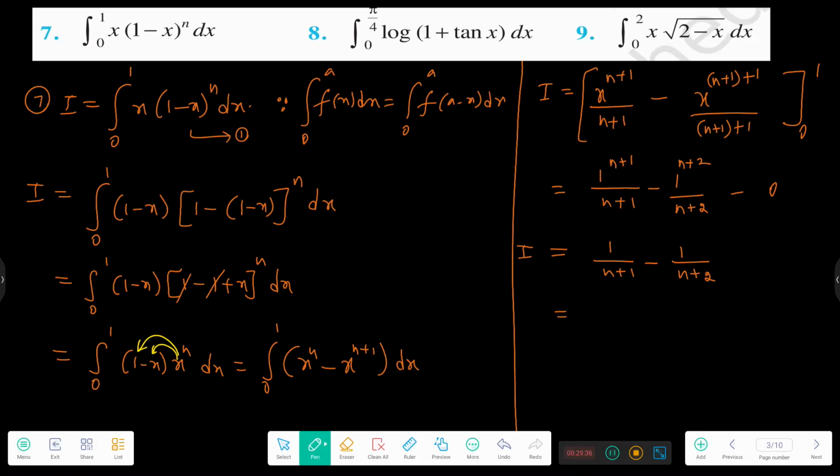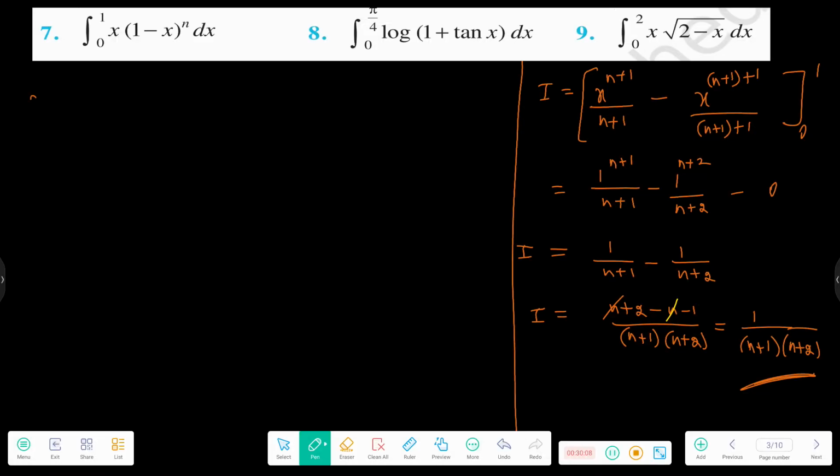If you simplify now, we have to cross multiply. You will be getting n plus 2 minus n minus 1 divided by n plus 1 into n plus 2, so here n and minus n will be cancelled. What I am getting the remaining? 2 minus 1 divided by n plus 1 into n plus 2. Is that our required answer for question number 7?